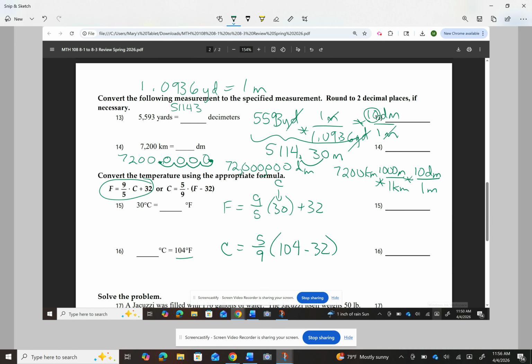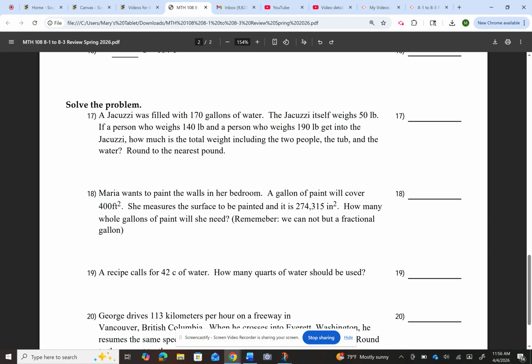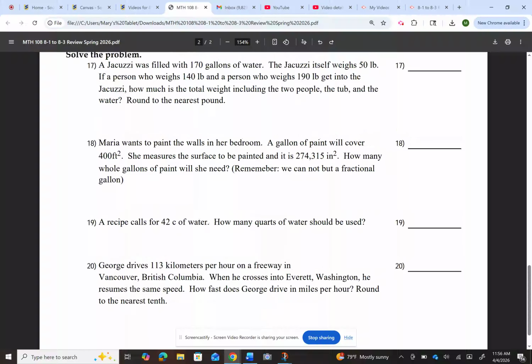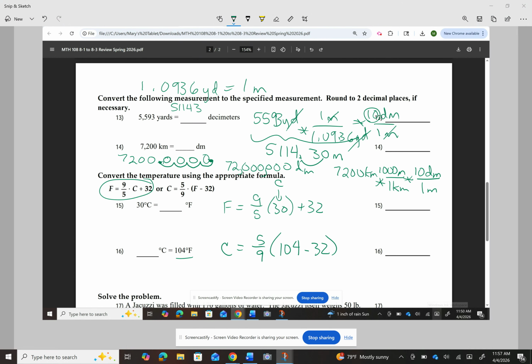Okay. All right, I'm going to go back to the sheet and now make a screenshot of those word problems and at least get those set up for you. Okay. So let me do a snip of that, and we'll work on setting those up and thinking through them.